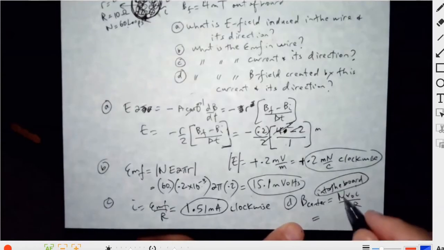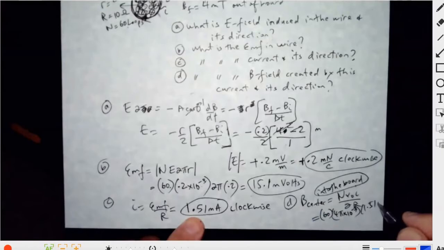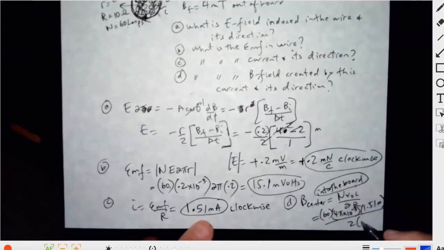Okay, so then you're gonna do the number of turns, 60, 4 pi times 10 to the minus 7. And then the current is this guy, 1.51 milliamps over 2 times the radius, which is 0.2. So it's going to be a weak field, but at least it will fight against the change of the B field that's producing it.